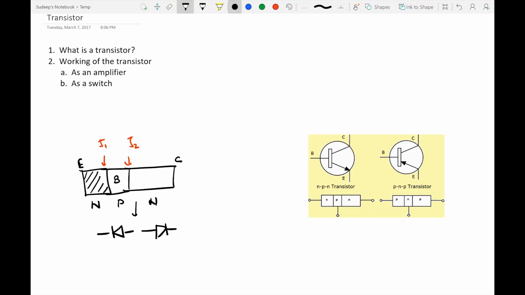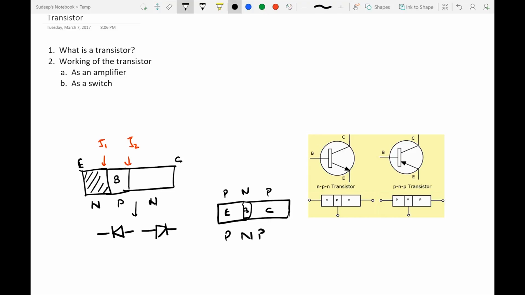What we have drawn over here is a representation of an NPN transistor, which means there is a p-type semiconductor sandwiched in between two n-type semiconductor regions. Similarly, we can also have a PNP transistor, where the base is n-type, and on either side of the base we would have a p-type semiconductor. One of them would be called the emitter, the other one would be called the collector.